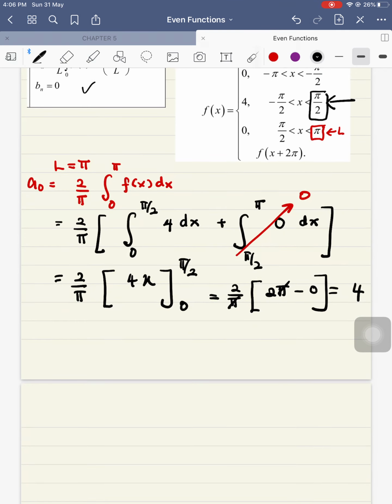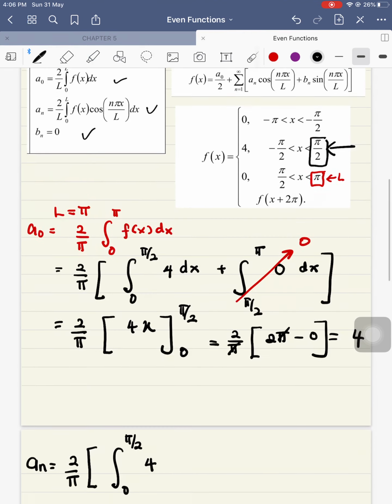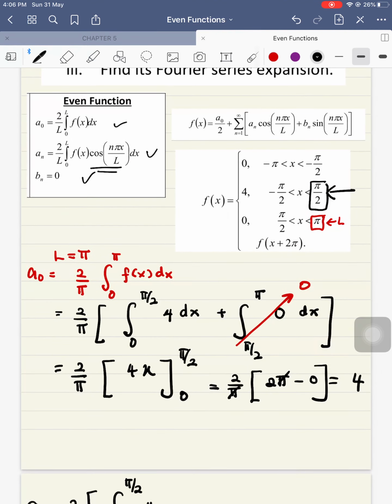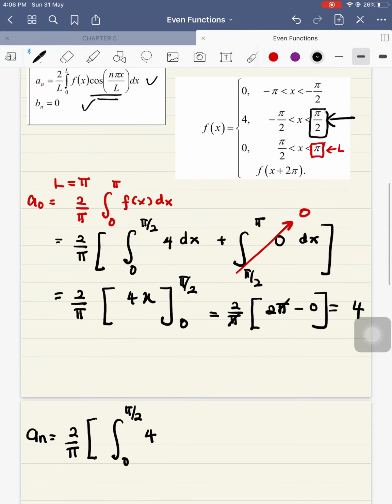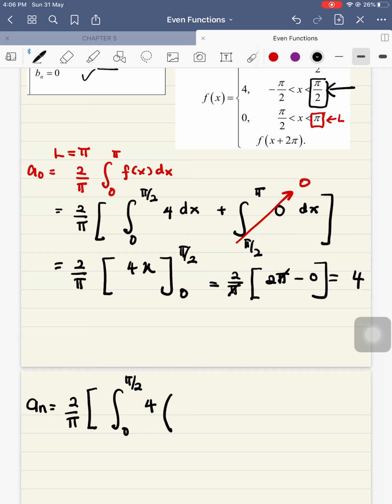So next you need to calculate your an. So your an is equal to 2 over pi, integral 0 to pi over 2. So what is your fx? Fx is equal to 4. Next one is you need to multiply by cos n pi x over L. So you will have cos n pi x over L. So what is your L? Your L is equal to pi, dx.